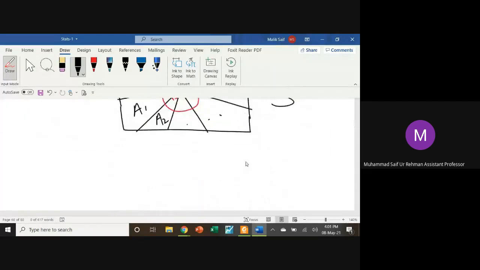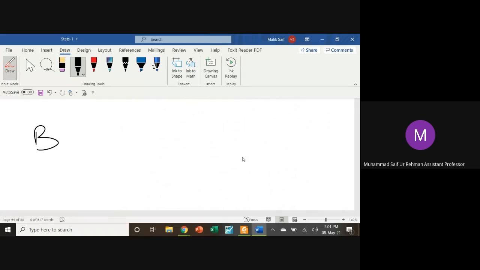No, better would be if I write it down over here. If I write down B is equal to S intersection B, can I write down? Yes, I write down.